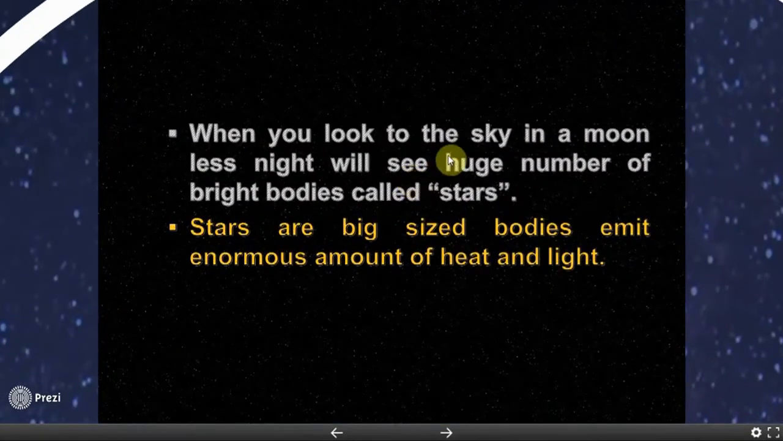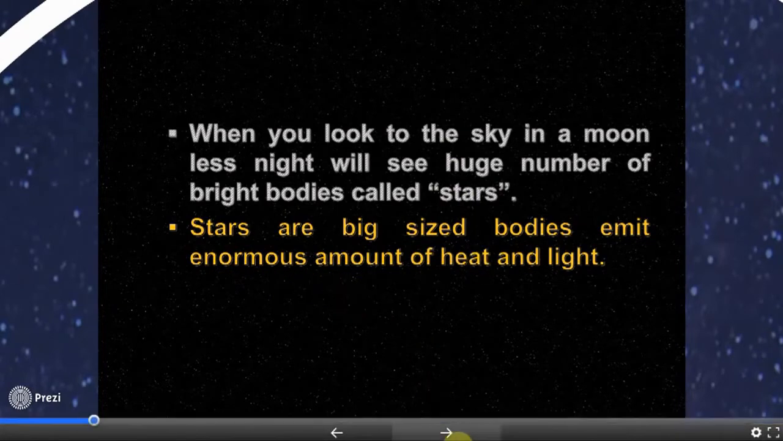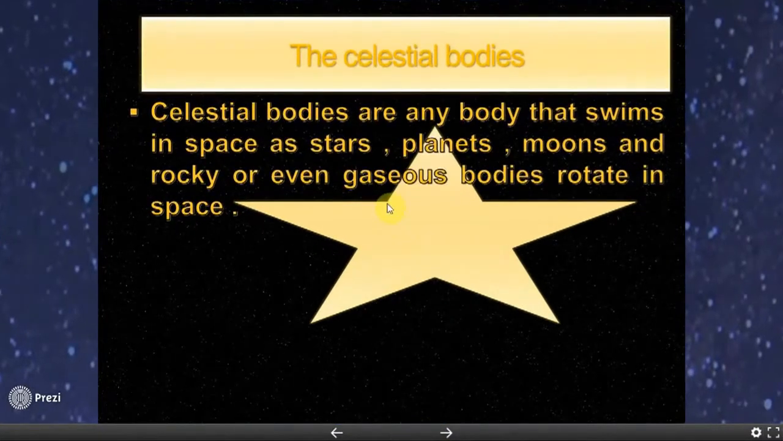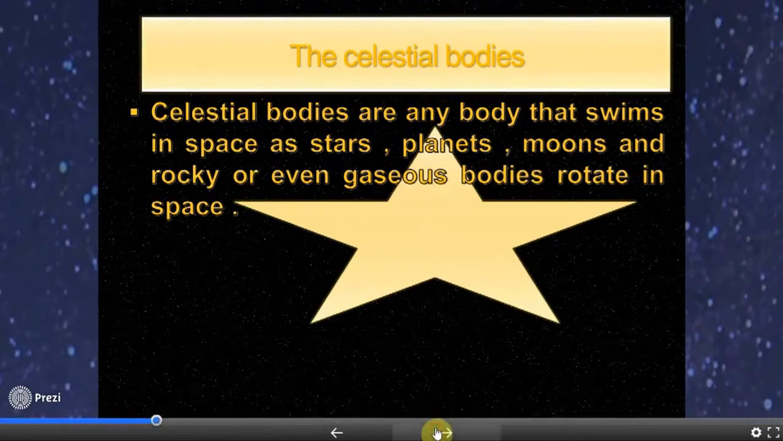When you look to the sky on a moonless night, you will see a huge number of bright bodies called stars. Stars are big-sized bodies that emit an enormous amount of heat and light. So again, what do you mean by celestial bodies? They are any body that swims in space, such as stars, planets, moons, and rocky or even gaseous bodies that rotate in space.